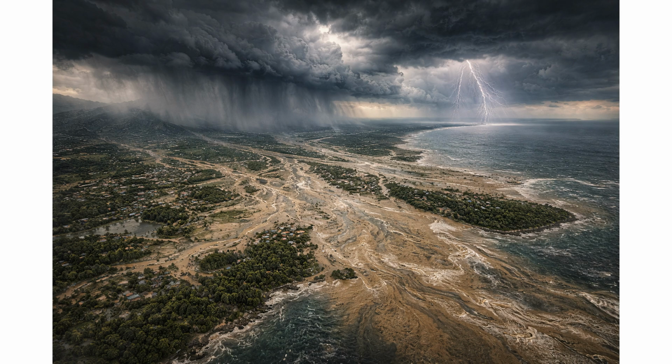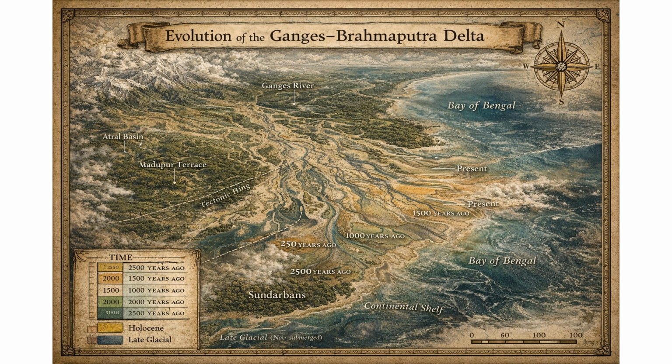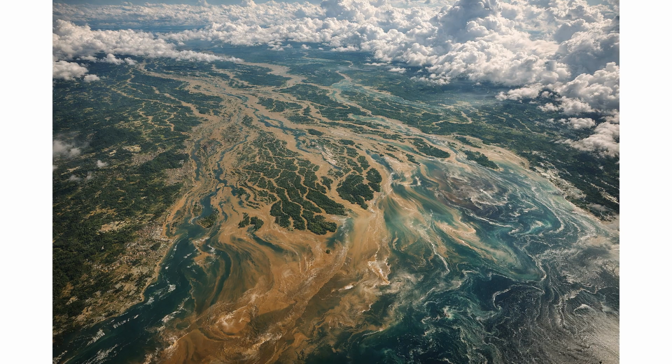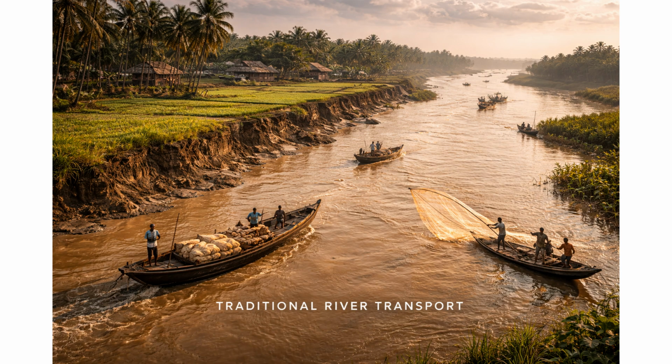Several important geological features influence the structure of the upper delta, including the Barind Tract and the Madhupur terrace. These elevated surfaces consist of older alluvial deposits that rise above the surrounding floodplains and are not inundated during seasonal flooding. Their presence strongly affects the pathways of river channels and the distribution of sediments across the delta.